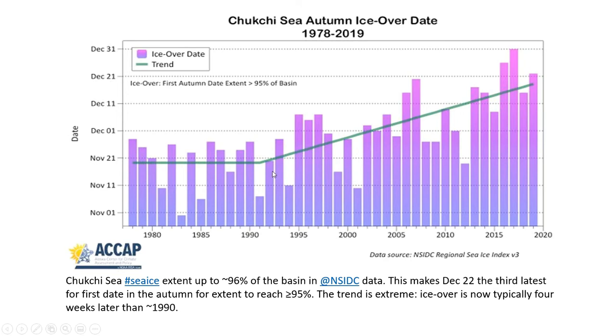And here's 1990, and here is the line shooting up. Ice over data. In other words, the trend for when we get to 95% of the basin covered with ice is getting later and later. That's what this is telling us. Right? The first autumn date when 95% of the Chukchi is covered with sea ice. Starting in 1990 or thereabouts, the trend is increasing, telling us it is getting later and later on average.